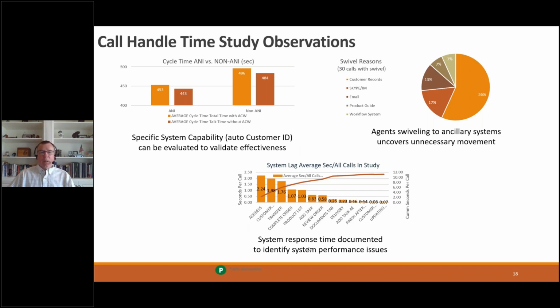And then finally, we're all aware of system lag and system response time. This is an interesting one. When we first started doing these studies, we would find response times that were averaging 8 seconds a call. And the thing about that is that's average per call. So if it only happens on half the calls, that means some people are experiencing a 16-second delay.